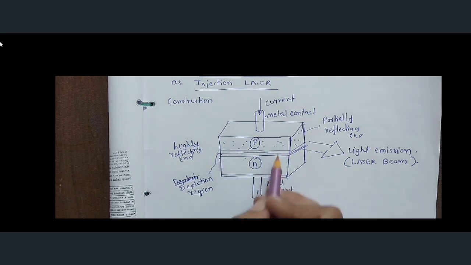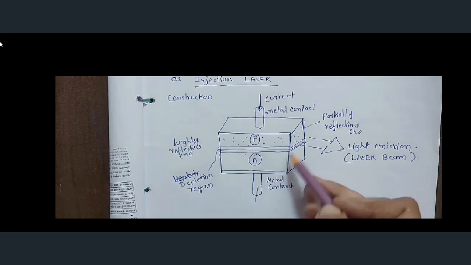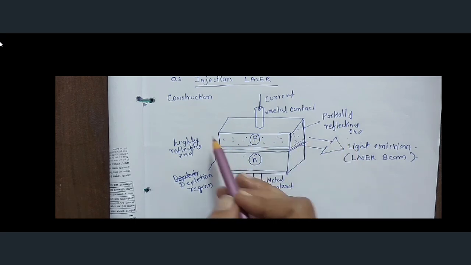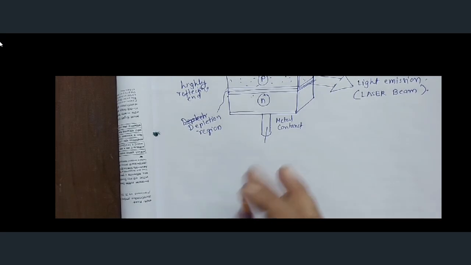Like this you need to draw, and the diode is extremely small. Its size is very small, with a side of the order of 1 mm, and the junction lies in a horizontal plane. These two faces constitute the partially reflecting and totally reflecting surfaces, and this is the resonant cavity. We will write each thing.